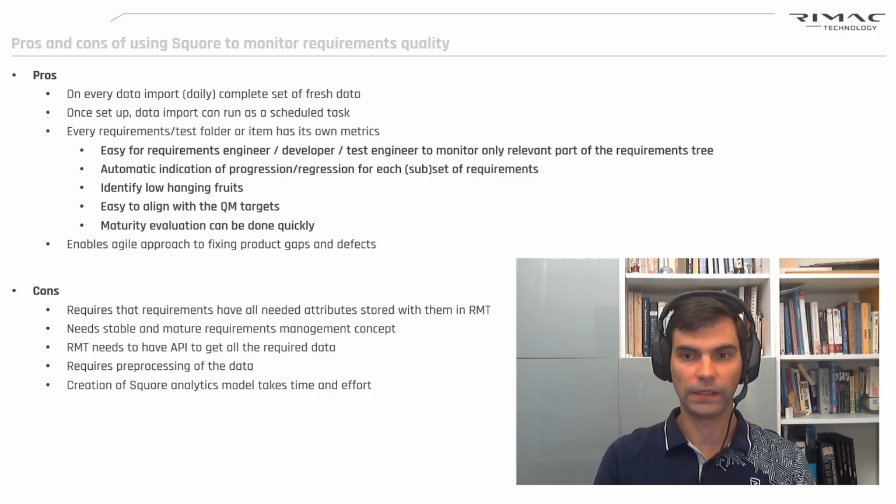We have automatic indication of metrics progression or regression for each set of the requirements. We can also identify low-hanging fruits that are ripe for quick remedies. It is very easy to align with the quality management targets. And also the benefit is that evaluation of the project and feature maturity can be done pretty quickly. And all this together enables us an agile approach for fixing product gaps and defects.